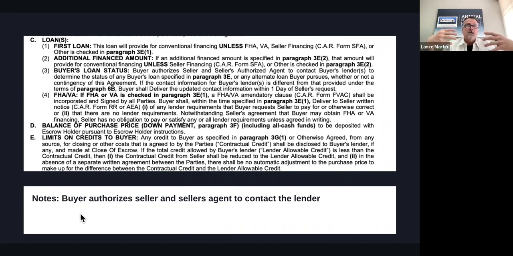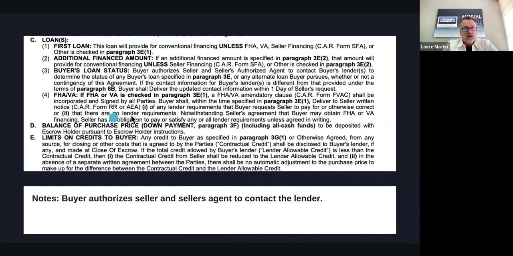Otherwise, I want to use the correct term. I was going to say violating. That's probably not correct, but we're not giving the buyer the ability to have all the information they need to make a decision to write the offer to begin with. So make sure you get that in front of them when they sign their original offer.